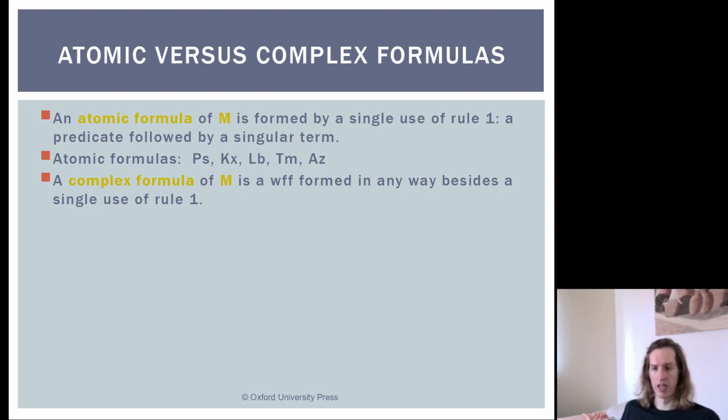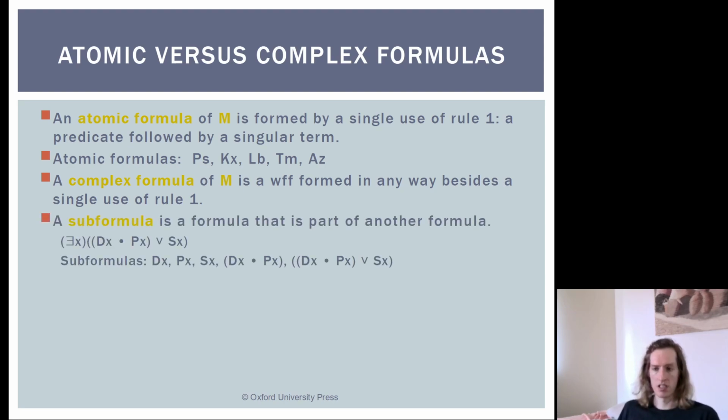A complex formula in monadic predicate logic is a well-formed formula formed in any way besides a single use of rule 1. So if we have anything more than just these atomic formulas, it'll be complex. A subformula is a formula that is part of another formula. So if we take this first example, there is at least one x such that Dx and Px or Sx, we can see that there are a couple of formulas inside the quantifier here. So Dx, Px, and Sx are each the individual atomic formulas that are the smallest parts.